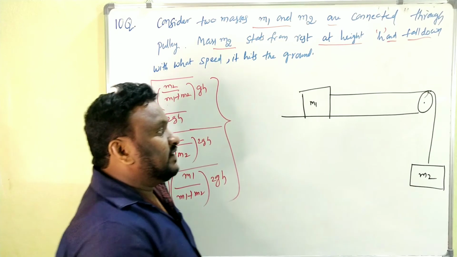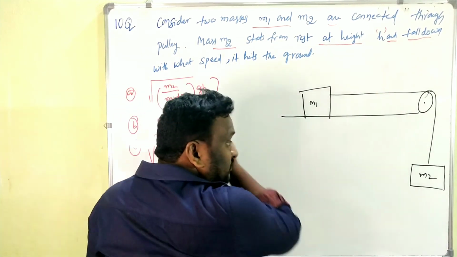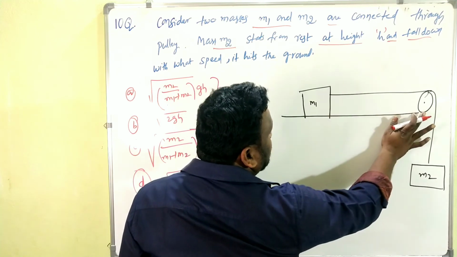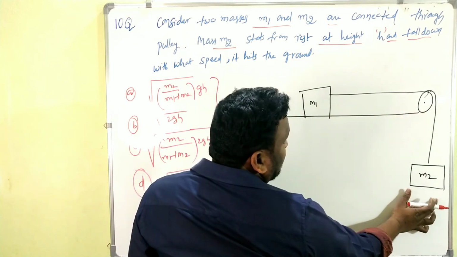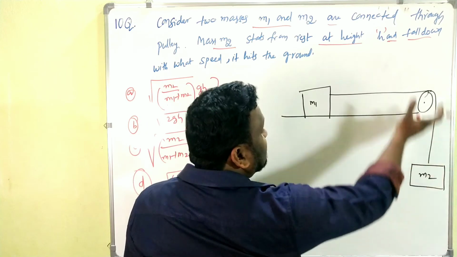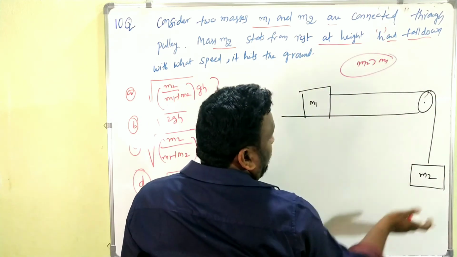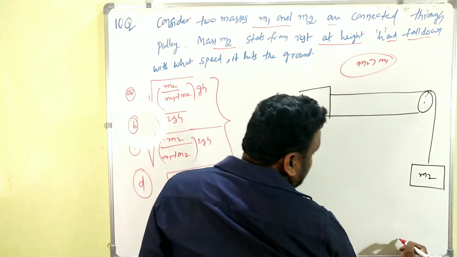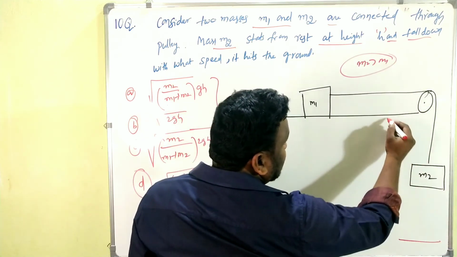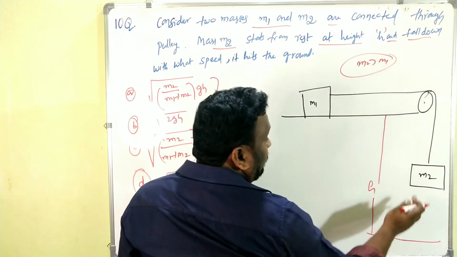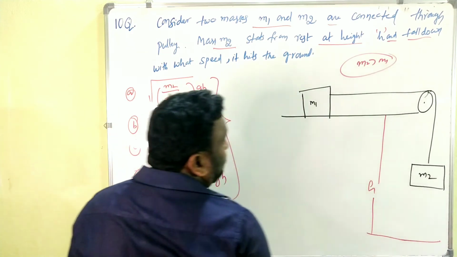The given situation is this: M2 and M1 are both connected by a rope passed through a pulley, and M2 is initially at rest. When it comes down, here M2 is greater than M1. It suddenly comes down and reaches the ground from a height of h. So we want to find out with what velocity it reaches the ground.